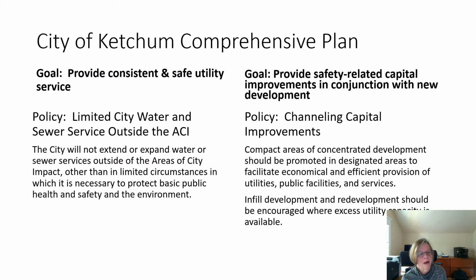And here are a couple of policies from the City of Ketchum Comprehensive Plan linking growth with the availability of sewer and facilities, indicating that outside the area of city impact, they will not extend water or sewer services, and that where there's excess capacity in sewer and water facilities is really where development should happen first. That should be the priority.